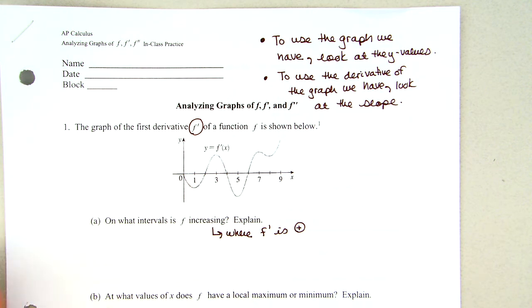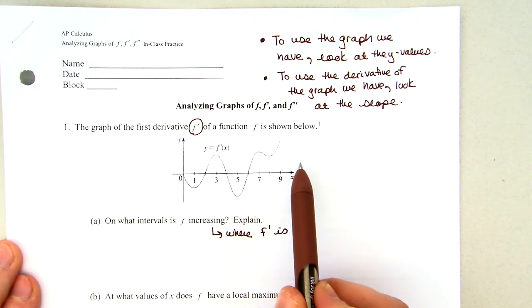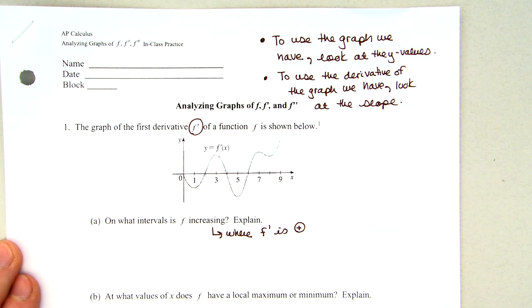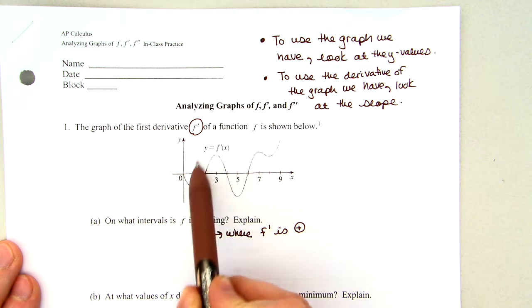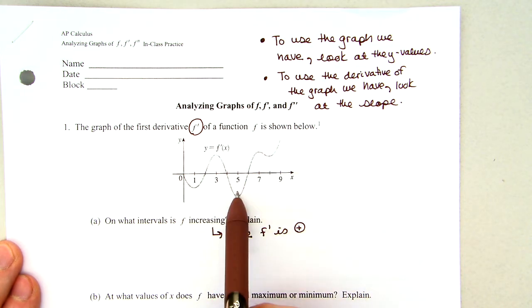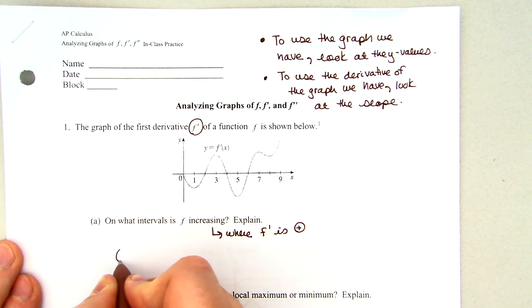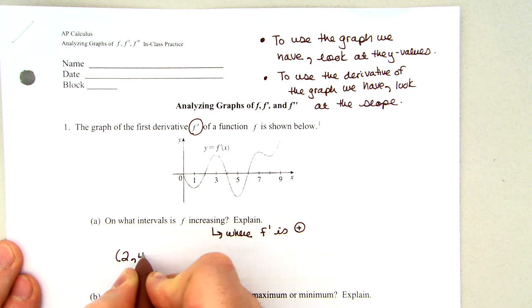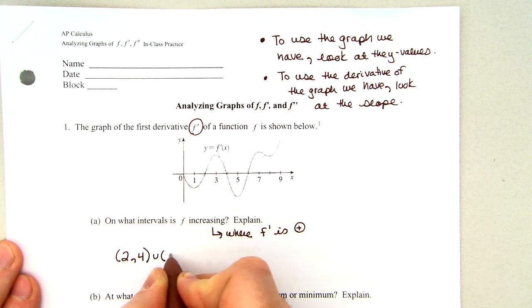We have the graph of f prime here, and I want to know where f prime is positive. That means I need to look at the y values on my graph. Where is f prime positive? Well, I think it's positive over here, and I think it's positive over here. Do you see where I'm getting that? I think I should be looking at the intervals between 2 and 4, and then again between 6 and 9.